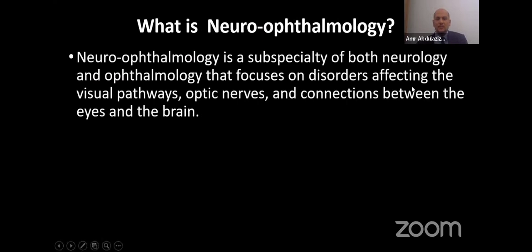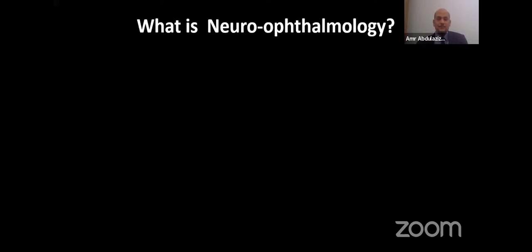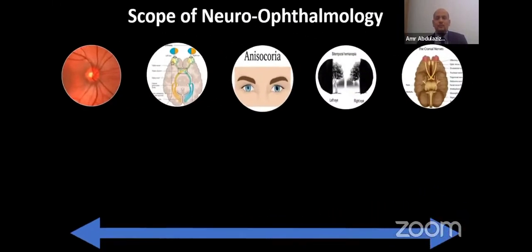So it is a subspecialty of both neurology and ophthalmology that focuses on disorders affecting the visual pathways, optic nerves, and connections between eyes and the brain. It delves into the diagnosis and management of conditions where neurological and ophthalmic issues intersect, making it a critical field in understanding the complexities of vision and its neurological underpinnings. So what is the scope of neuroophthalmology, what we are dealing with?